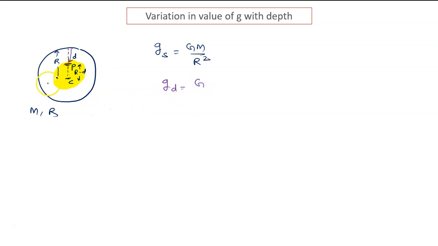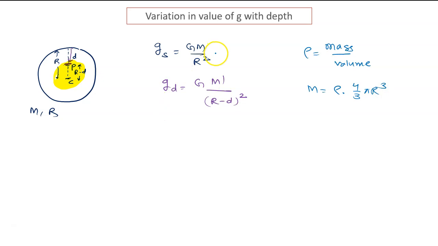Mass will be, suppose I say yellow shaded mass is given by M dash upon R square. R square जगह क्या लिखोगे आप? R minus d whole square. Now mass we will convert into density. We know very well density rho is given by mass upon volume. So we can write mass capital M is given by rho is density, volume of the R radius, that is 4 by 3 pi R cube.